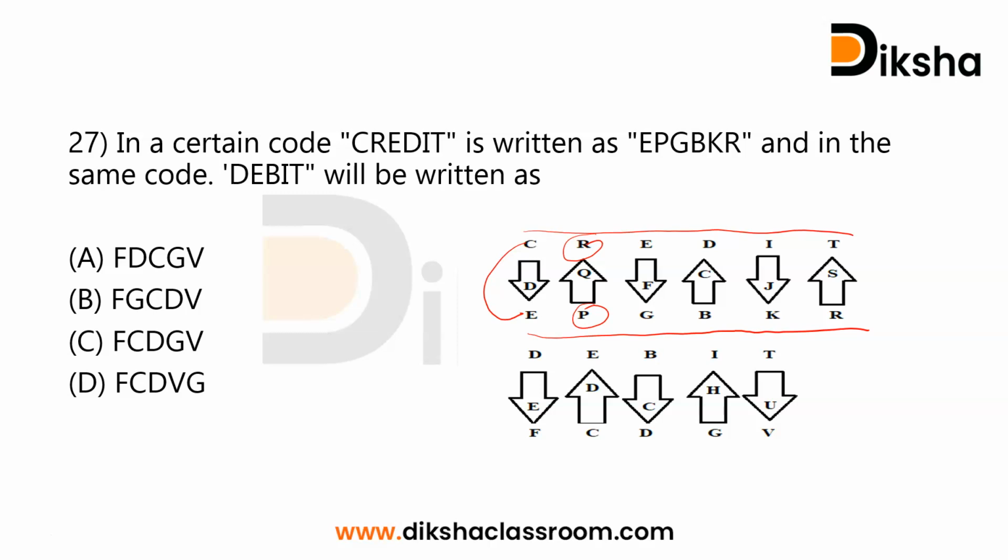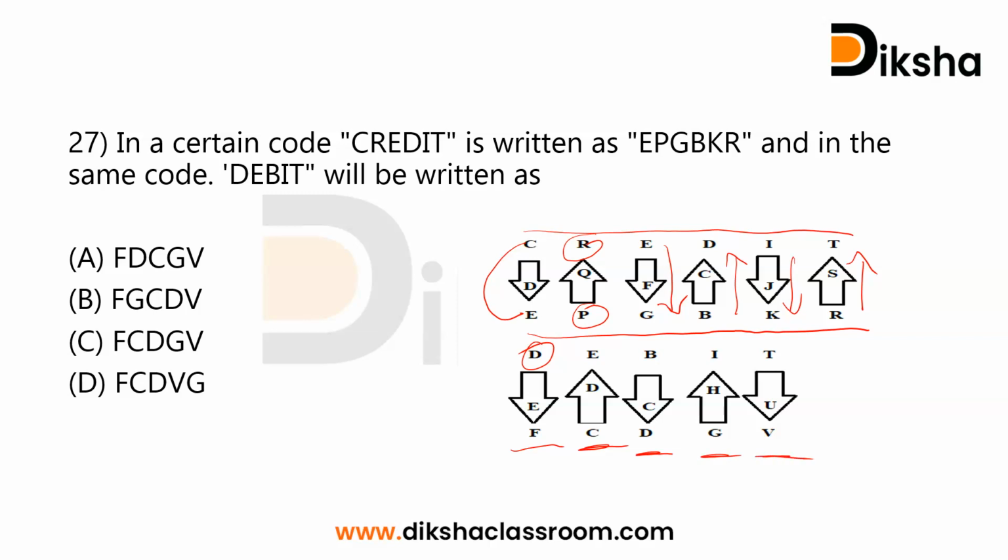Similarly, for the third one, E, they have chosen the second subsequent letter, and for the next term the second previous letter: second subsequent letter, second previous letter. So here alternate second letters are selected. In the first case, the second subsequent letter, and in the second case, the second previous letter is selected. So when it comes to DEBIT, for D the second subsequent letter is D, E, F. For E the second previous letter will be C, B. Second subsequent, second previous, second subsequent.